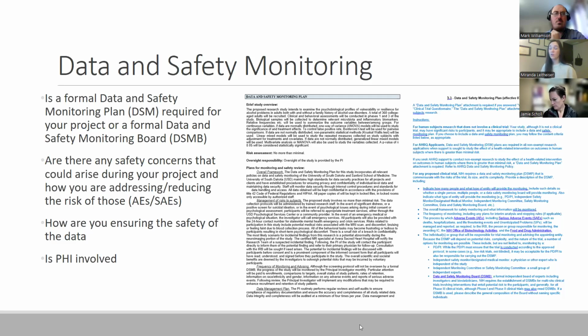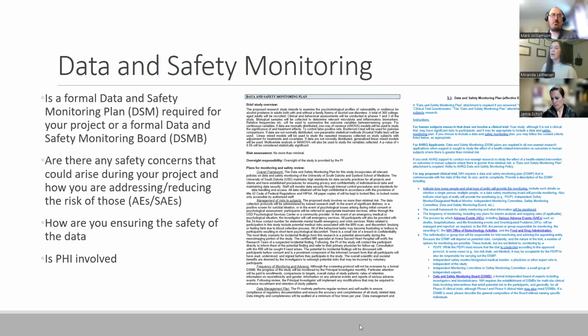If it is required, you can pull a lot of the same information for this attachment for your paperwork. Are there any safety concerns that could arise during your project and how you are going to address and reduce those risks? Primarily adverse events or serious adverse events. You likely went into details on this in the previous attachment in protection of human subjects, but you'll again detail it here. And you might even go into more detail in this attachment.